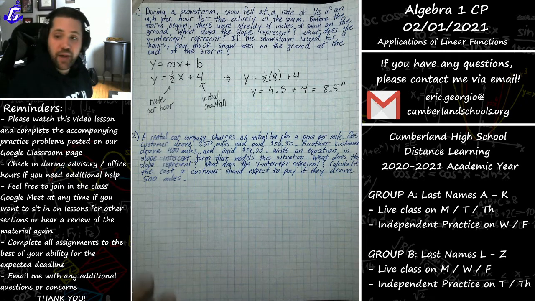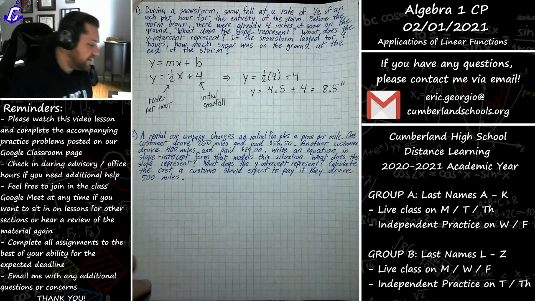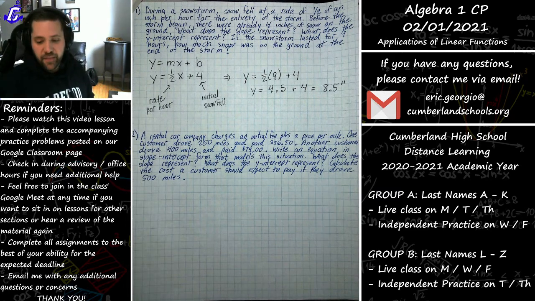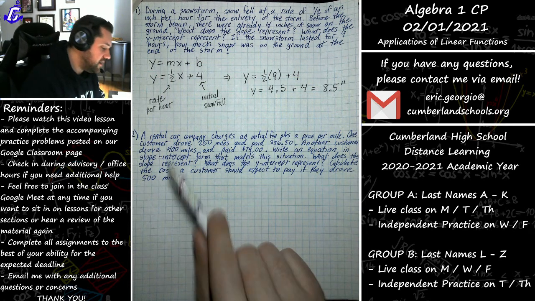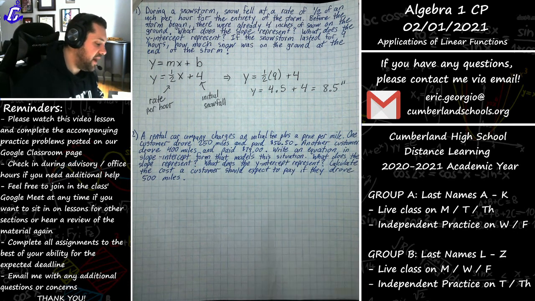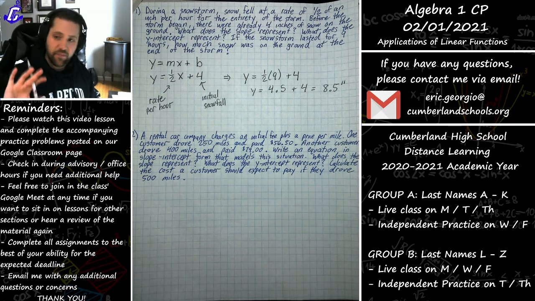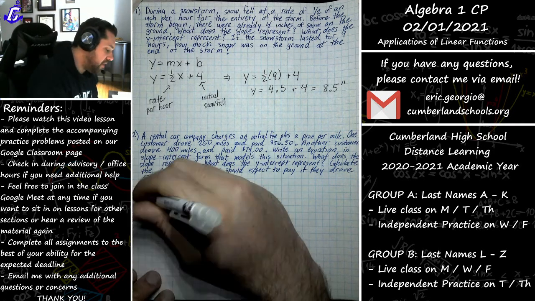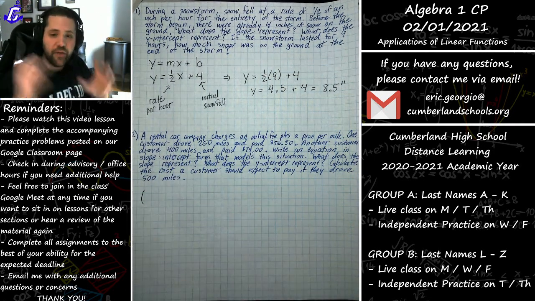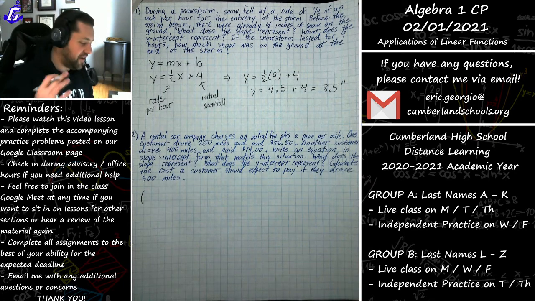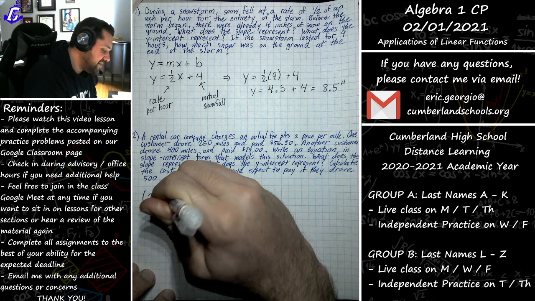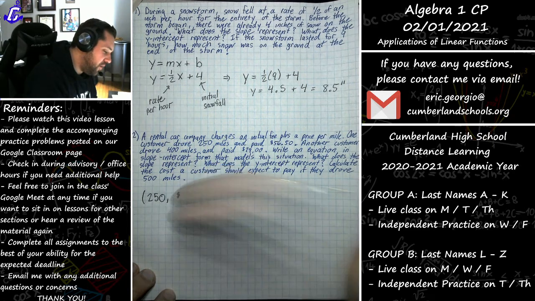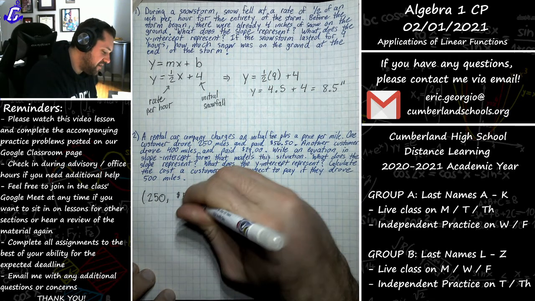All right, last problem of the day. Here we go. This will be just like the second one. A rental car company charges an initial fee plus a price per mile. One customer drove 250 miles and paid $56.50. Before I even go further, I'll say that's our first pair of information. That's our first pair of information: 250 miles, total cost of $56.50.